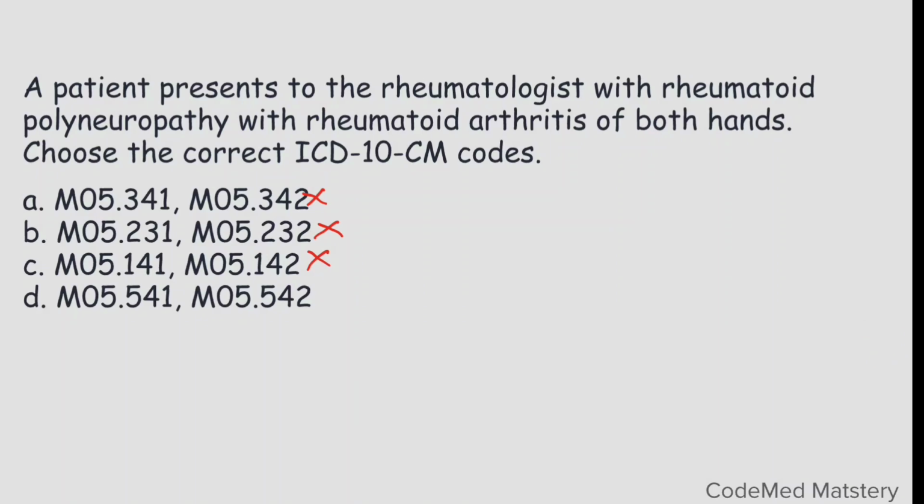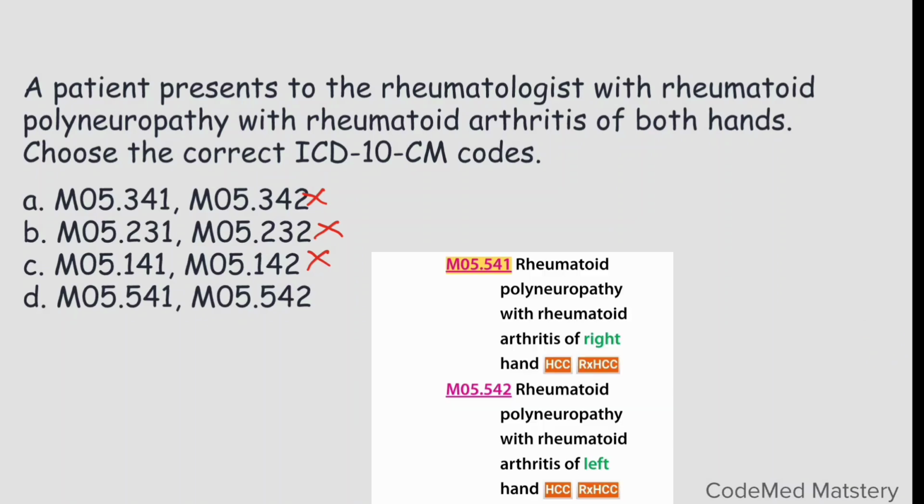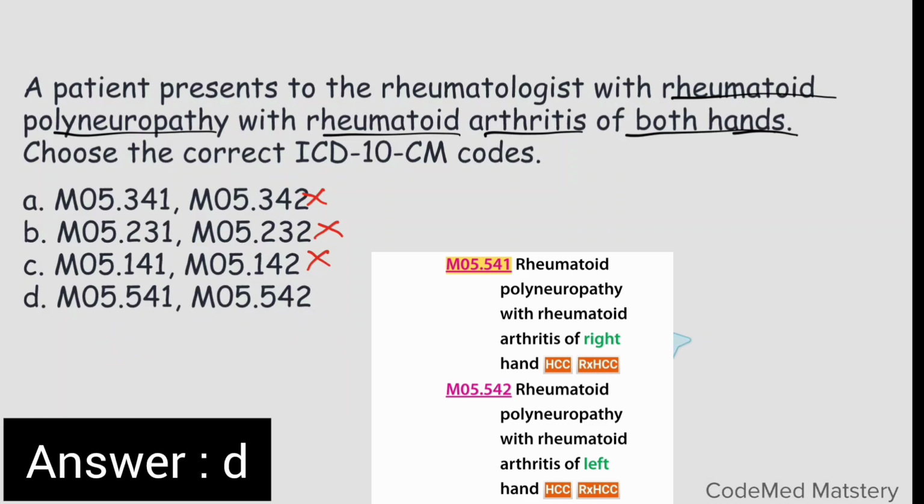Check option D, M05.541. That is for rheumatoid polyneuropathy with rheumatoid arthritis of right hand. You can check in the scenario, rheumatoid polyneuropathy with rheumatoid arthritis of both hands. So, M05.541 is for right hand and M05.542 is for rheumatoid polyneuropathy with rheumatoid arthritis of left hand. Because they have mentioned both hands here, we are coding for right hand and left hand. So, option D is the right answer.